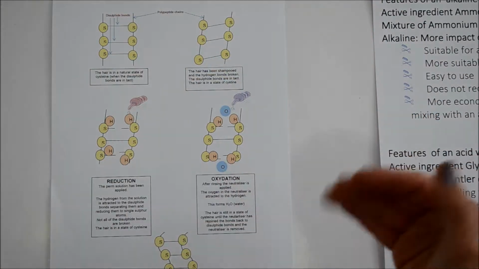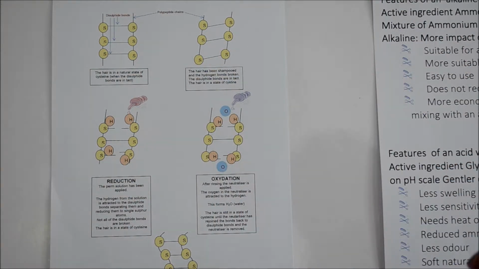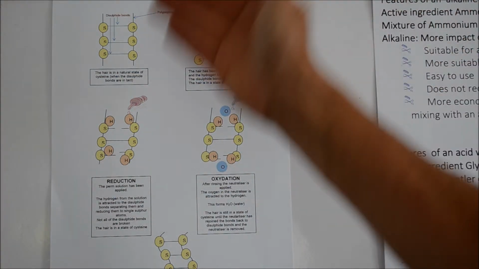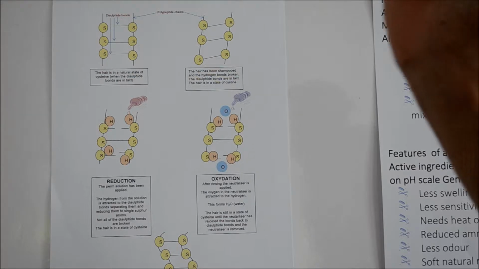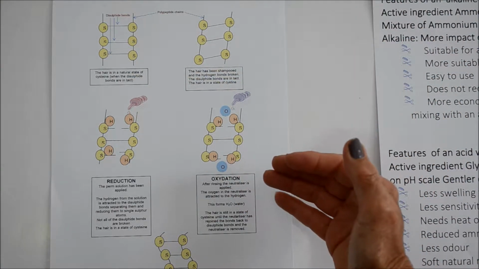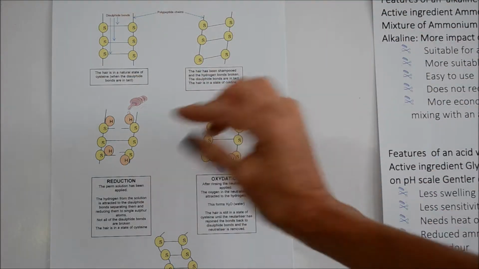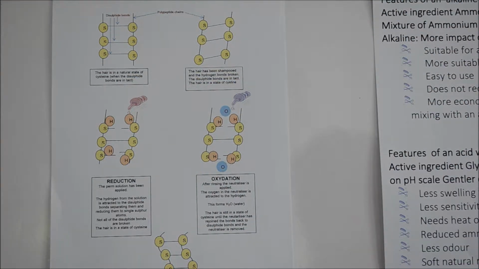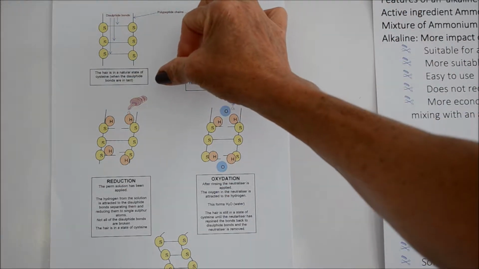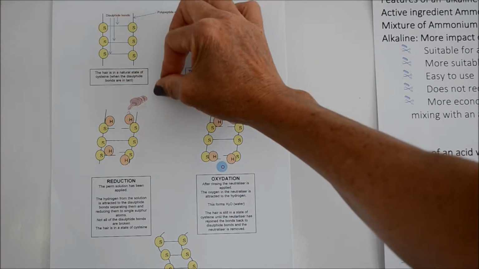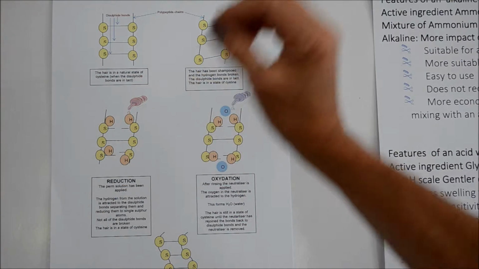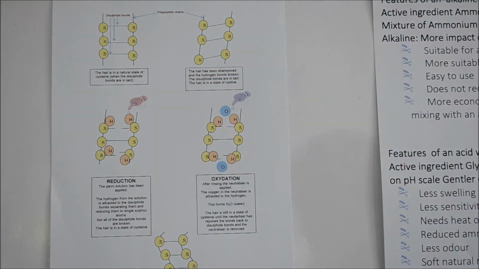In terms of the perm process, where we look at reduction and oxidation, that is an area where the cortical fibres are altered. So here where we look at reduction, the hair is in a state of cysteine, and here in oxidation, the hair is still in a state of cysteine. If we talk first about reduction, now that is the process when we have wound the hair into rods and applied the perm solution. What happens is the hydrogen from the perm solution is attracted to the disulfide bonds. It reduces the disulfide bond to single sulfur atoms.